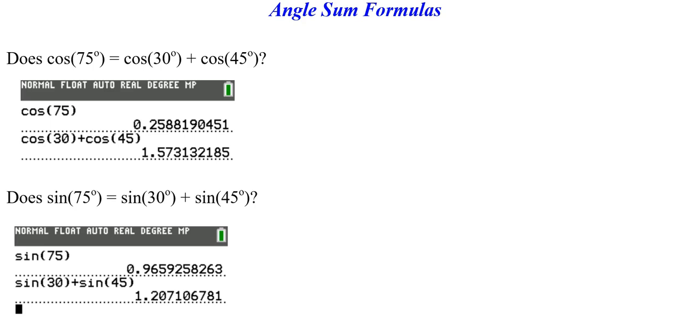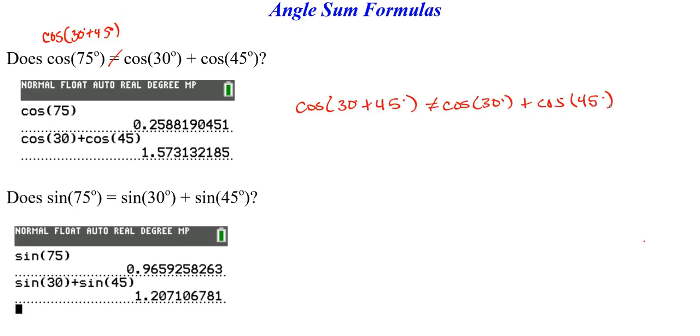So first, just looking at this, does the cosine of 75 equal the cosine of 30 plus 45? We can see from these values from the calculator that this is not the case. Now we can agree that cosine of 75 can be written as the cosine of 30 plus 45 degrees. So we need to understand that the cosine of a sum is not equal to the sum of the individual cosines. The same is true for sine.